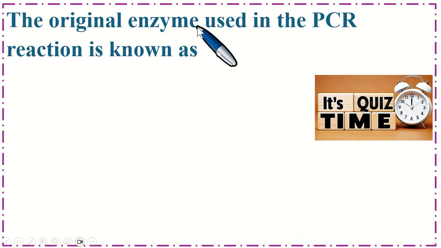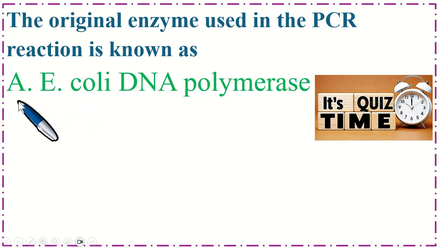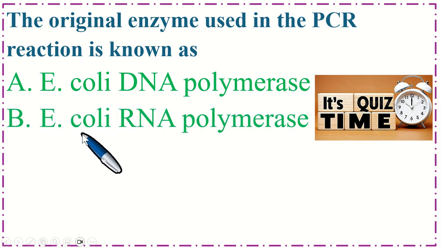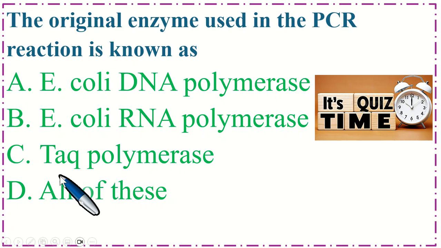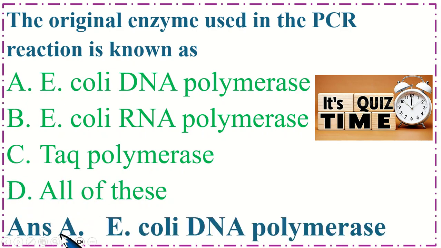The original enzyme used in the PCR reaction is known as option A E. coli DNA polymerase, B E. coli RNA polymerase, C Taq polymerase, and option D all of these. So the correct option is A, E. coli DNA polymerase.